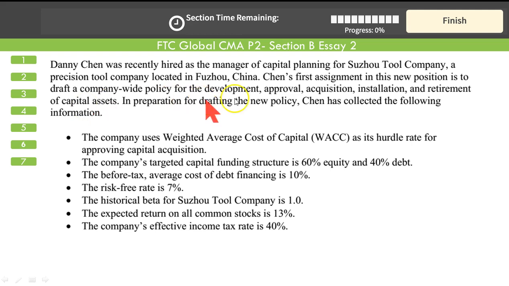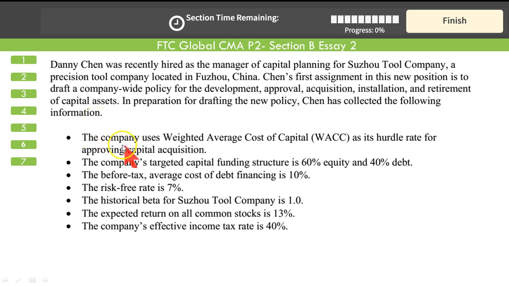So many things: development, approval, acquisition, installation, and retirement, that is decommissioning of a capital asset. Once the asset has utilized its overall economic life, it has to be dismantled and disposed of. So starting from development till decommissioning, everything is involved. In preparation for drafting the new policy, Chen has collected the following information.